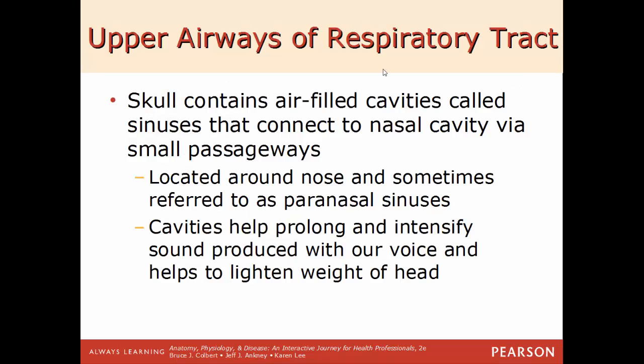Alright, the skull will contain air-filled cavities called sinuses that connect to the nasal cavity via small passageways. These are located around the nose and sometimes referred to as the paranasal sinuses. These cavities help prolong and intensify the sound produced with our voice. They also help to lighten the weight of your skull. This is why, whenever you are sick with a cold or a flu and you are congested, your voice sounds different. Because you are filled with mucus, your voice can't resonate through your sinuses like it normally would. You're basically muffling the sound waves, altering how your voice sounds coming out of your head.